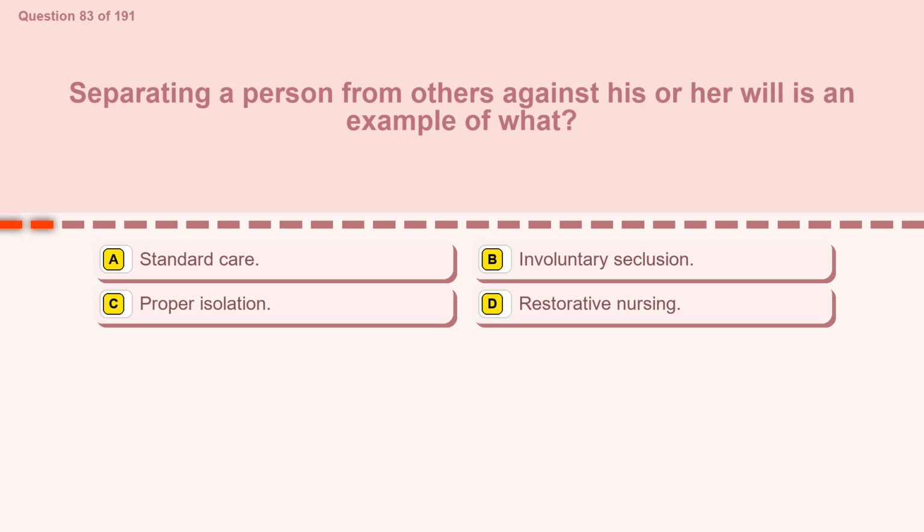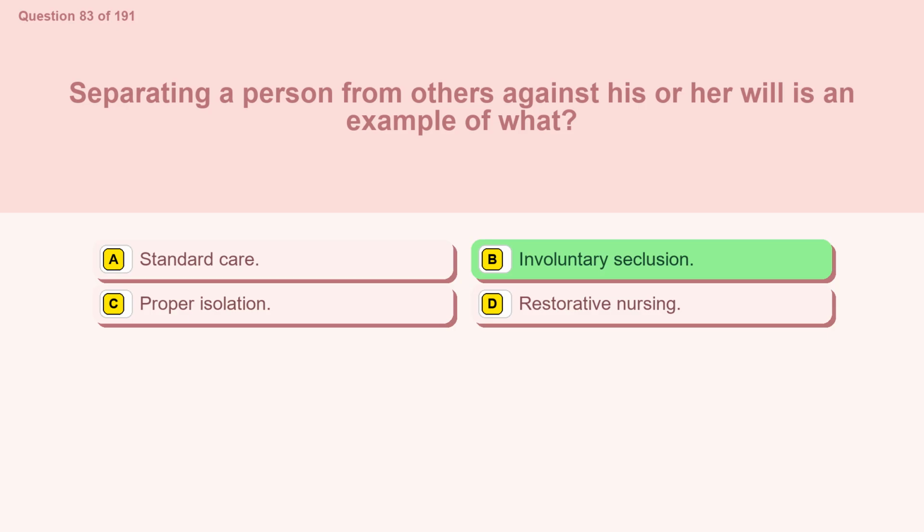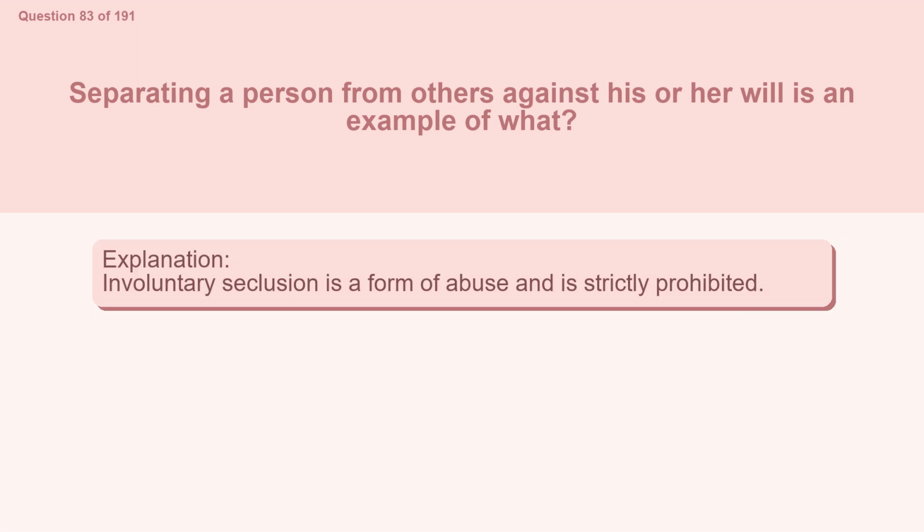Question 83. Separating a person from others against his or her will is an example of what? Option A, standard care. Option B, involuntary seclusion. Option C, proper isolation. Option D, restorative nursing. The correct answer is option B, involuntary seclusion. Involuntary seclusion is a form of abuse and is strictly prohibited.